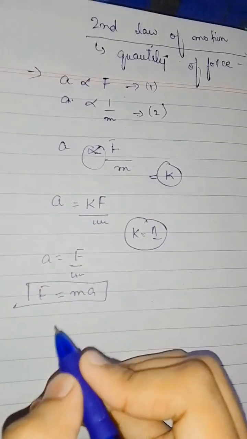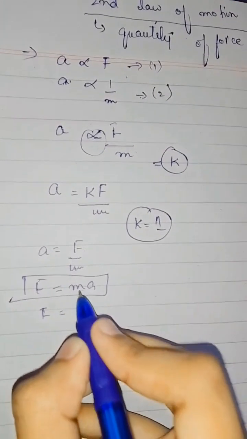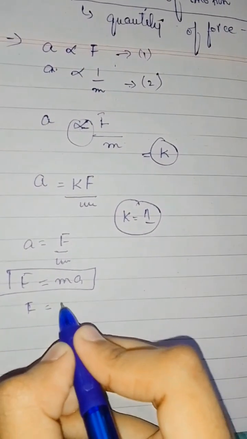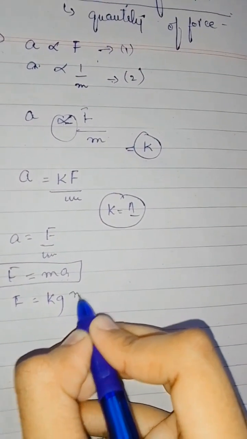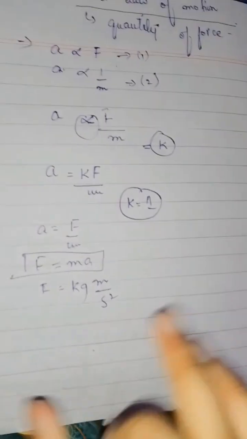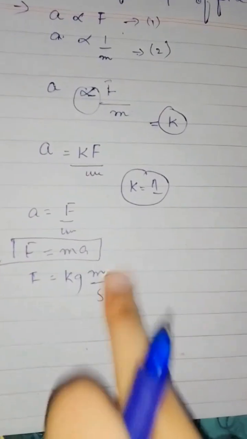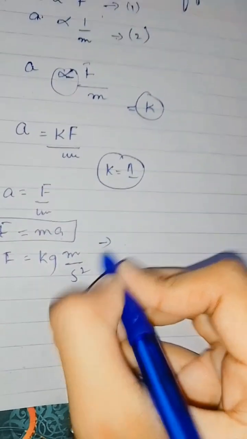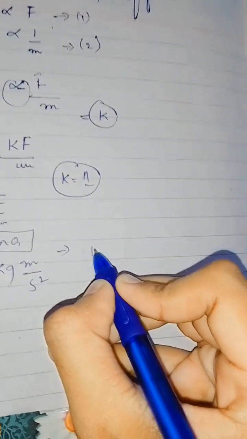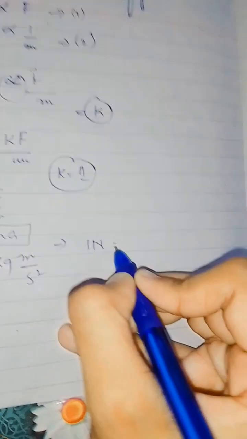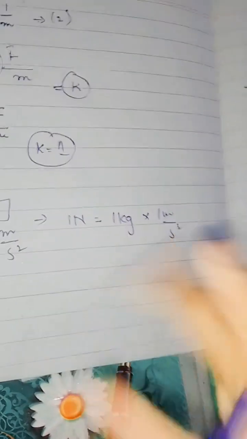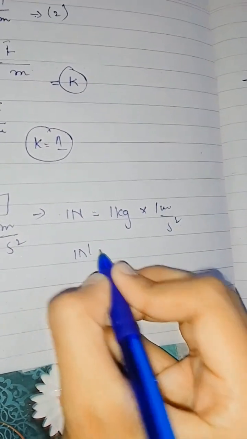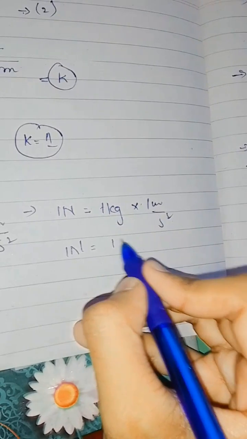Now if we want to find the unit, force is equal to mass times acceleration. What is the unit of mass? That is kg. And what is the unit of acceleration? That is meter per second square. So force is basically equal to kg meter per second square. Now we know that 1 Newton is equal to 1 kg into 1 meter per second square. That means 1 Newton is equal to 1 kg meter per second square.